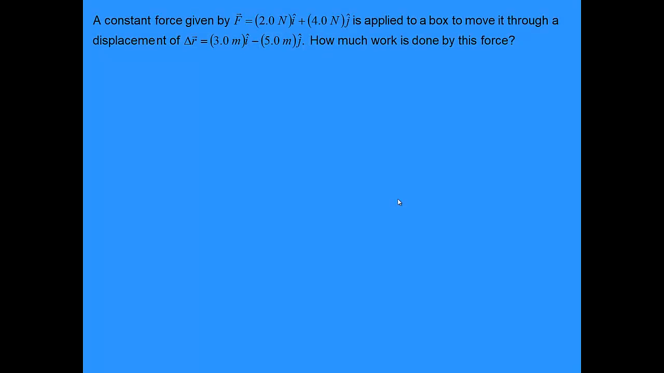So let's do a little example here. Here we have a constant force given in our old friend unit vector notation as 2.0 newtons I cap plus 4.0 newtons J cap, and it's pulling on a box which moves the box through a two-dimensional displacement of 3.0 meters I cap minus 5.0 meters J cap, right? This is the position vector, a multi-dimensional position vector instead of using an X, a Y, or a Z for one dimension. And so delta R is the change in position or displacement.